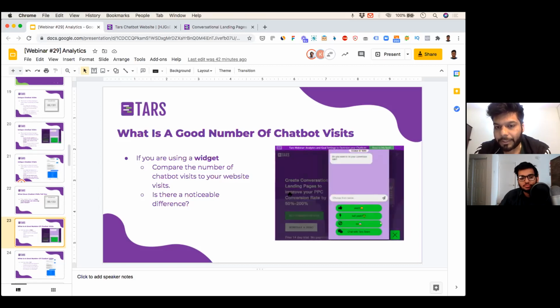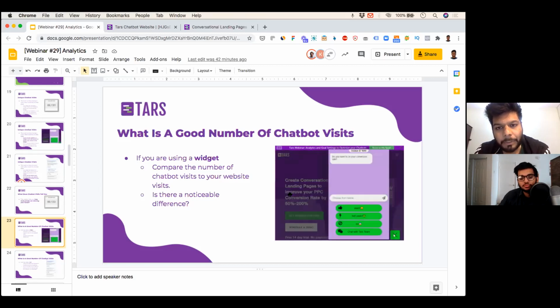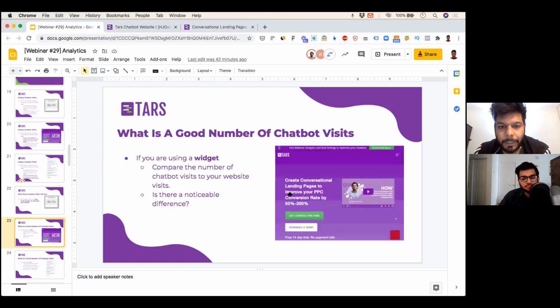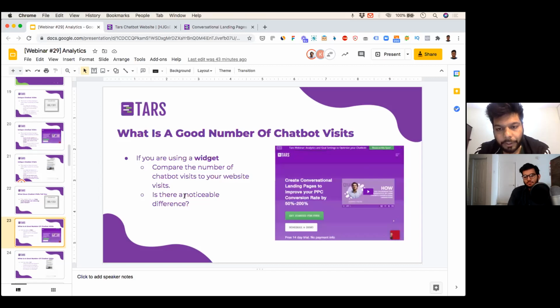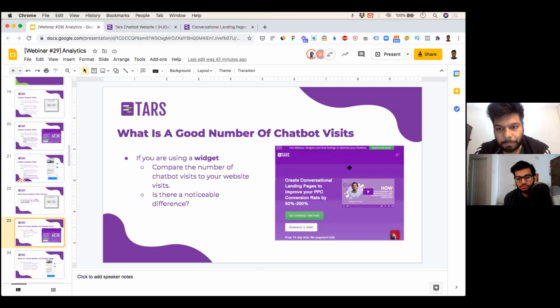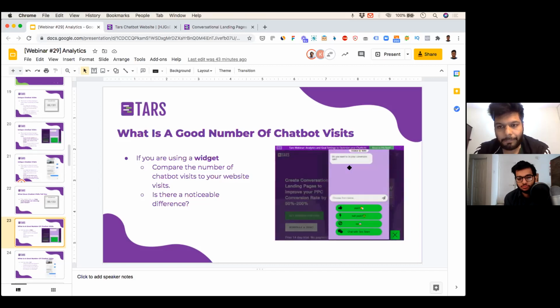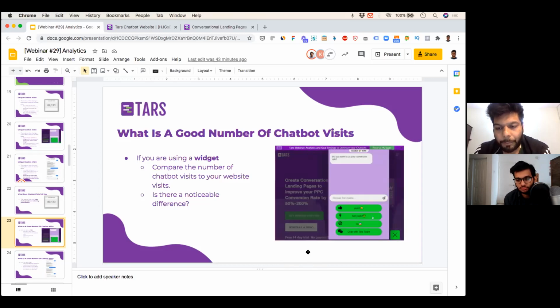We've generally seen it could be in the range of 20 to 30%, or at least 15 to 20% is a good number. So if 1,000 people are coming to your website on a monthly basis, at least 100 or 150 should open the chatbot. You also have an option where it could open automatically, as soon as the person visits the website. But we generally don't recommend that option because it's super intrusive.